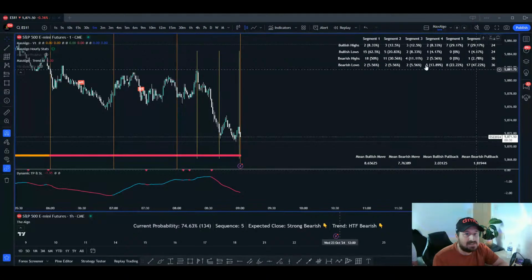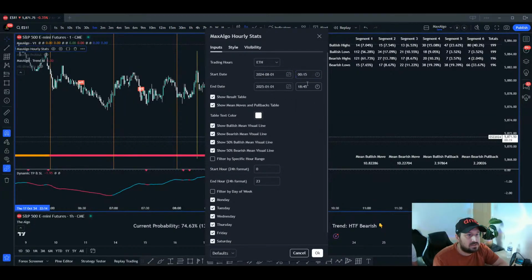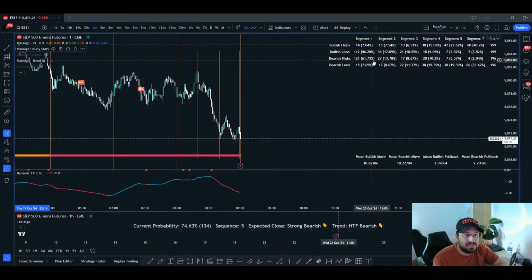Now, you might say that's not a lot of data. No problem. I've only filtered it by this week. Let's go to August. Start at the beginning of the day, at the end of the day. We're now up to 199, 196. And actually the probability's gone up. We're now 61% in the first 10 minutes.